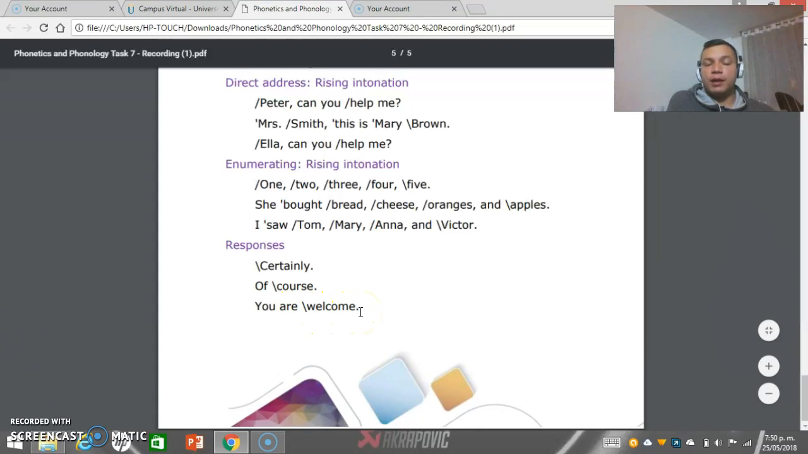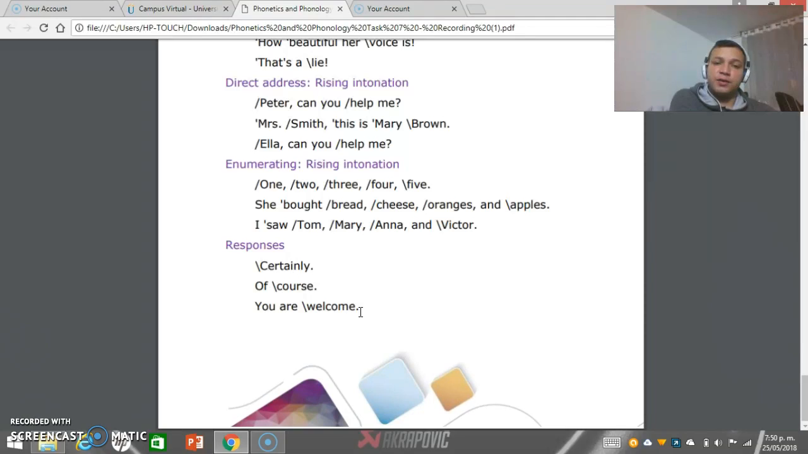Okay, teacher and classmates, this is the way of pronunciation in these words and sentences, and the use of falling and rising intonation, so that the person can identify what the question and the intention are through the pronunciation.